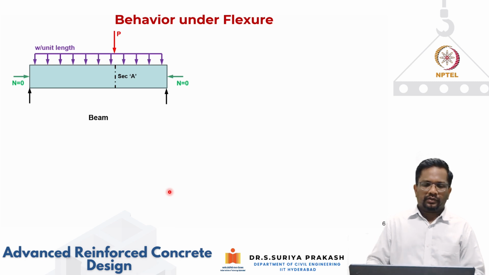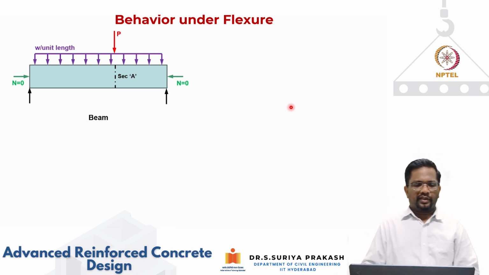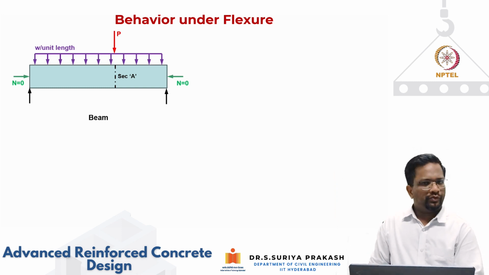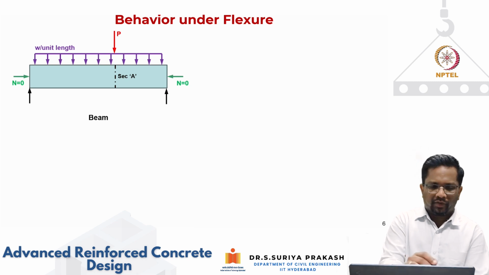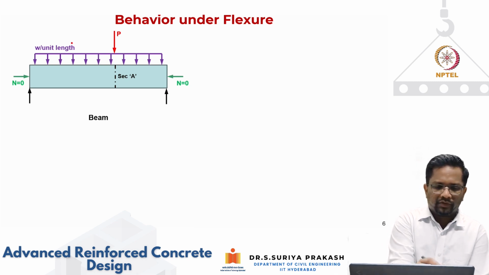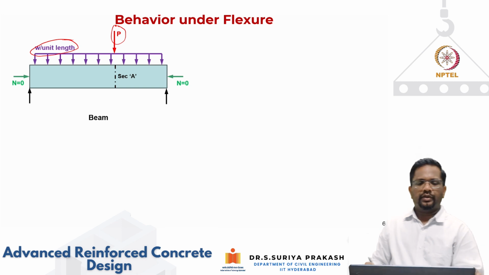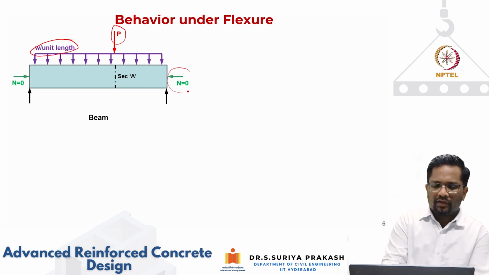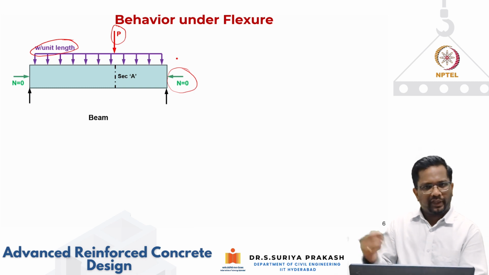Right. So let's look at this example here. What we are seeing here is a beam that is subjected to some uniformly distributed load, like the one that we are seeing here. So it is subjected to some load which is W per unit length. In addition to that, you also have this point load, which is P. And one thing to note here is that N represents the axial load.